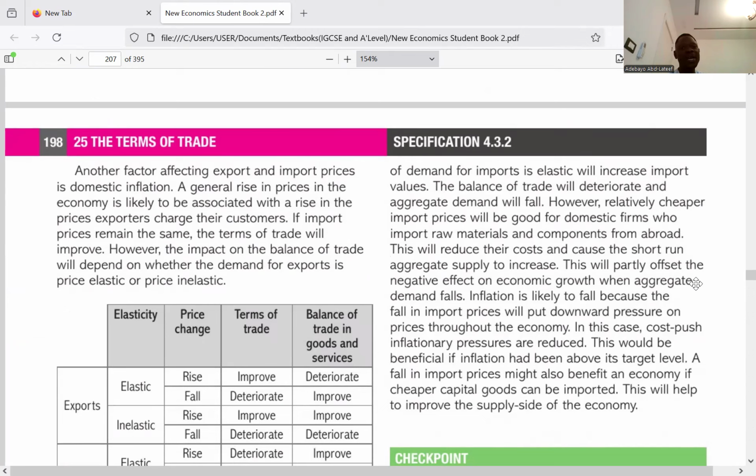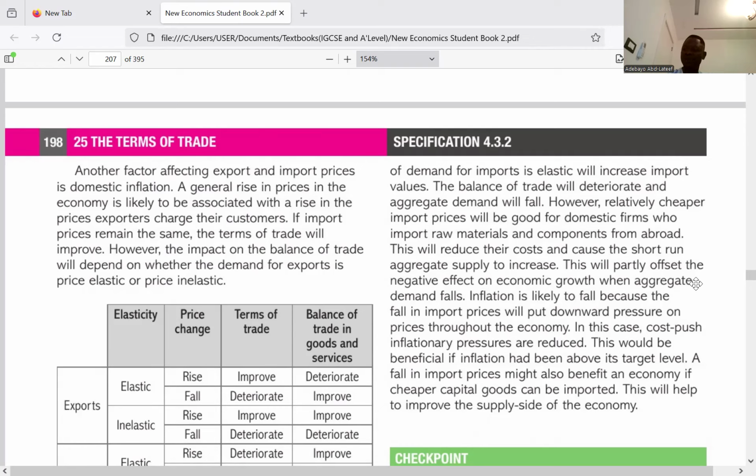So if there's a rise in price within an economy, a rise in the price of exports charged to customers will also mean that customers will be paying more in terms of importation. And if they pay more, it will have an impact on the balance of trade. The impact will be based on whether the demand for that product is elastic or inelastic. If it is inelastic, the terms of trade will improve, but the balance of trade will deteriorate.